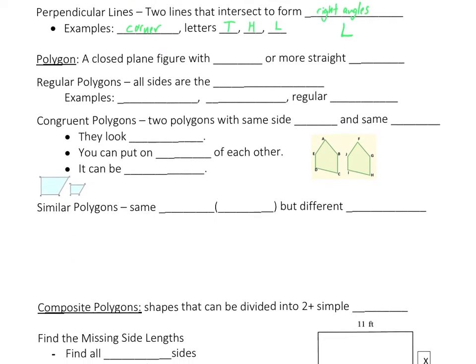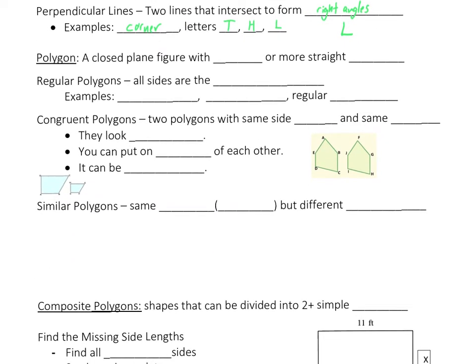Let's look at polygons now. A polygon is a closed figure with three or more, can't be two, straight sides. If it's only two, it'll just be an angle. So you need three or more straight sides. A circle is not a polygon because it has curved sides.